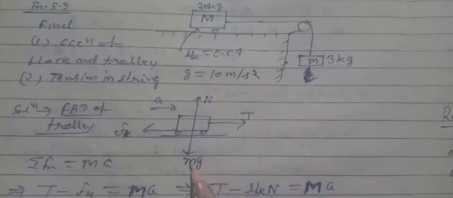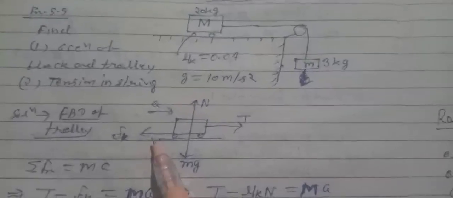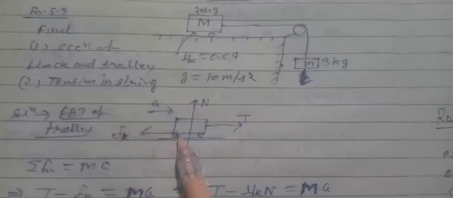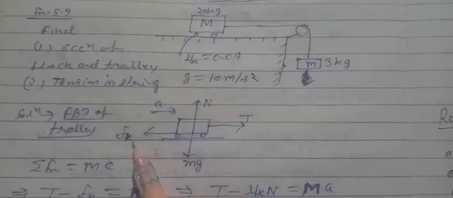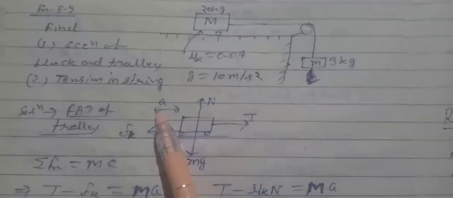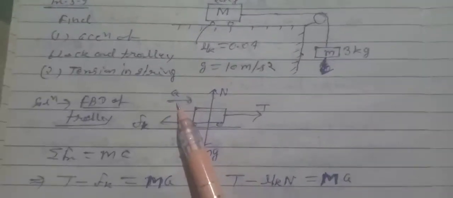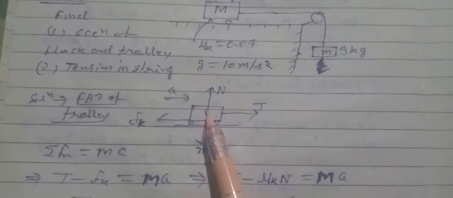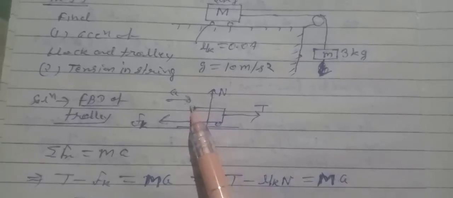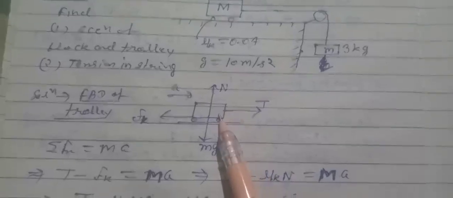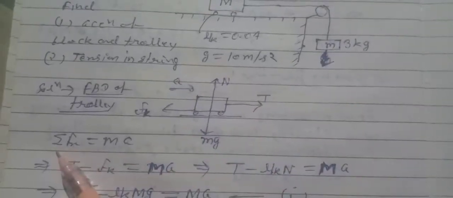The weight of the body is acting in the downward direction, and the force of kinetic friction will be acting in this direction, which is shown as Fk. Because the body is moving with acceleration a, as given in the problem, now we can write sigma Fx, the net force along the x-axis, must be equal to the mass times the acceleration of the trolley. So here we have written sigma Fx equals Ma.